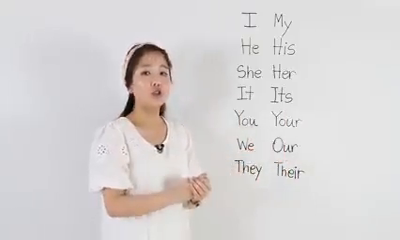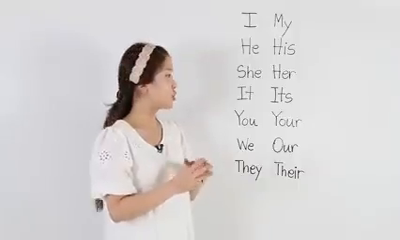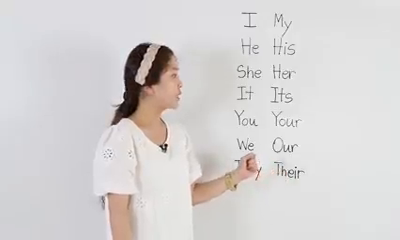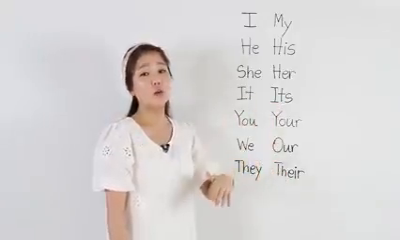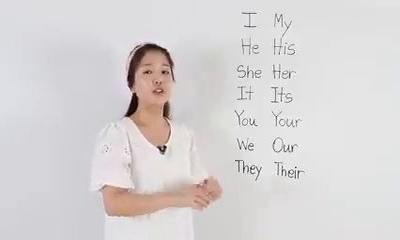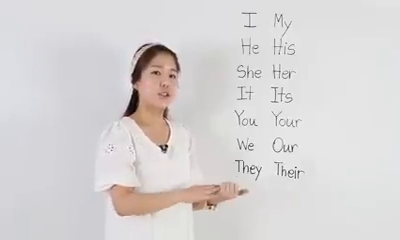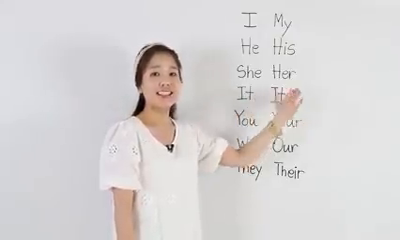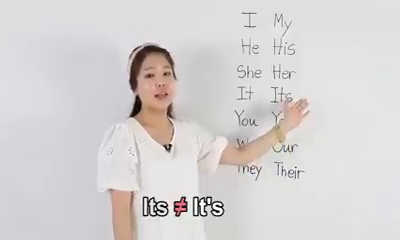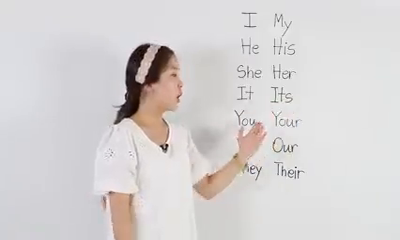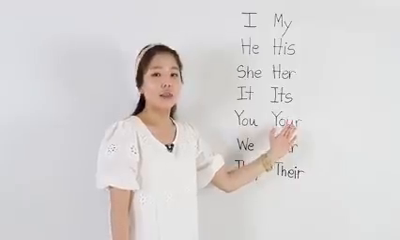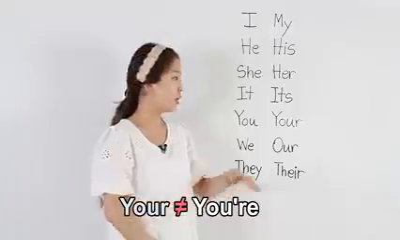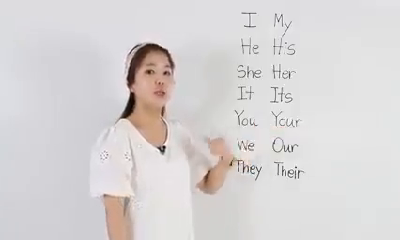Now I want you to pay attention to three special words: its, your, and their. Notice these words sound like other words, so you have to be careful not to get them confused, and I'm going to explain. Its sounds like the contraction for it is. So don't get that confused. Your sounds like the contraction for you are. So make sure you use this one to show possession.